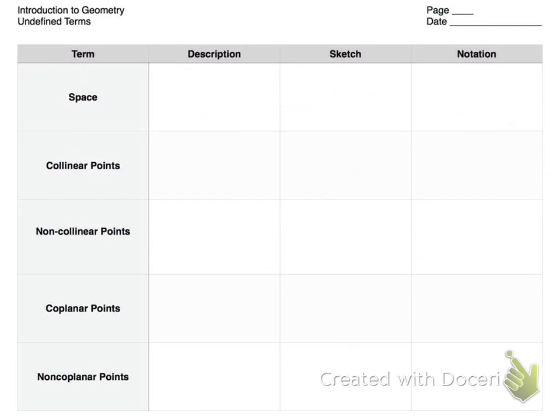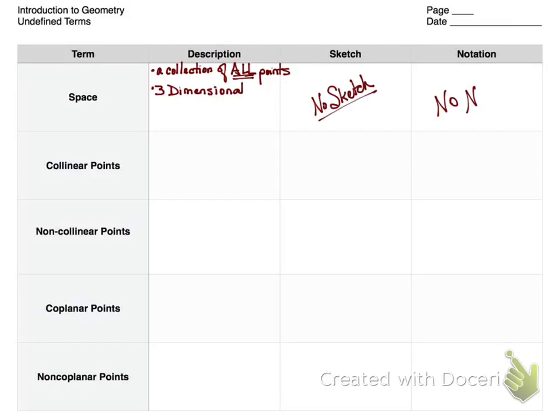All right, here we go. Now we're going to flip over to the other page. Now, on this page, we're not going to use the notation column at all. There's no notations for this, okay? So we're just going to do a description and a sketch. All right, space. Space is a collection of all points. Space is all around you, so I can't draw it, okay? It is three-dimensional. Forwards, backwards, left, right, up, down, all at the same time. Lots of movement there.